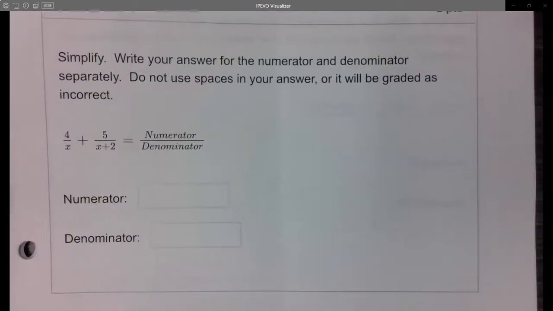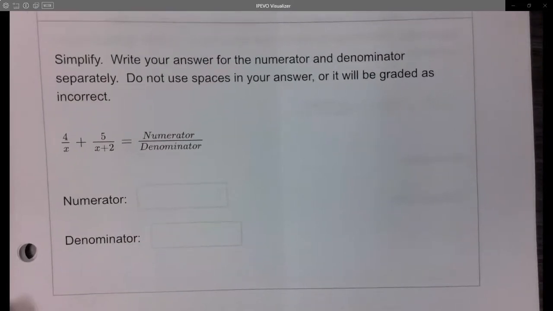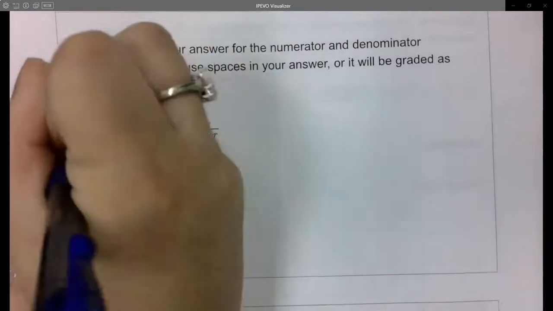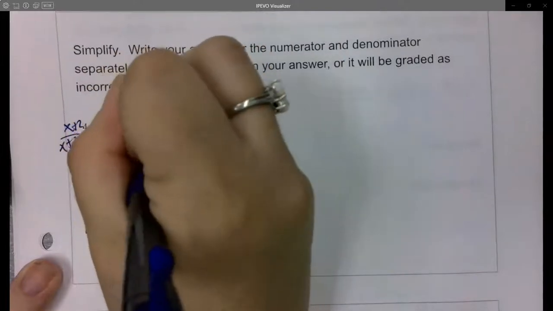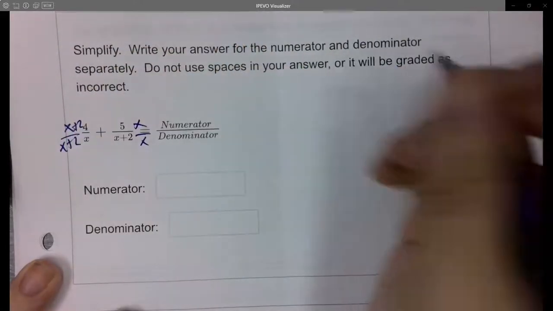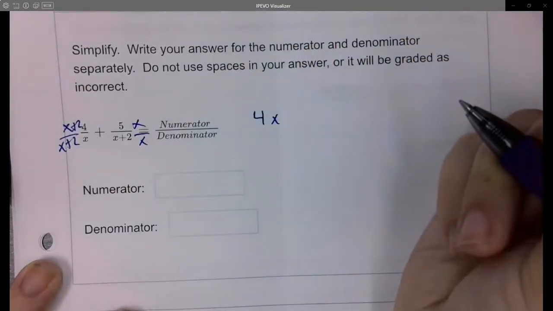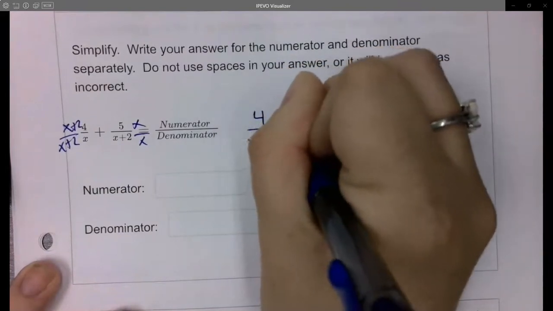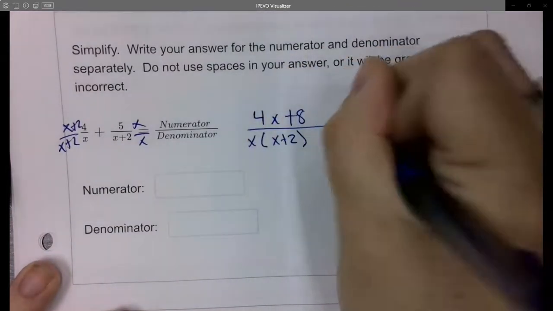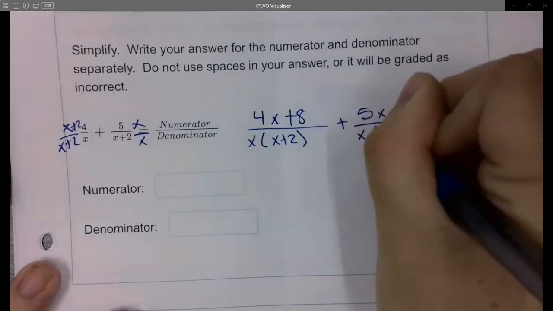This one again wants me to simplify, but they have different denominators. So I want to multiply by the factors that will turn them into the same denominator. The first one will get multiplied by x plus 2 over x plus 2. The second one gets multiplied by x over x. So on my first one, I want to distribute. I'm going to have 4 times x, which gets me 4x. 4 times 2, which gets me 8. And then it's over x times x plus 2. On the second one, I'm going to have just 5x. And this is also over x times x plus 2.